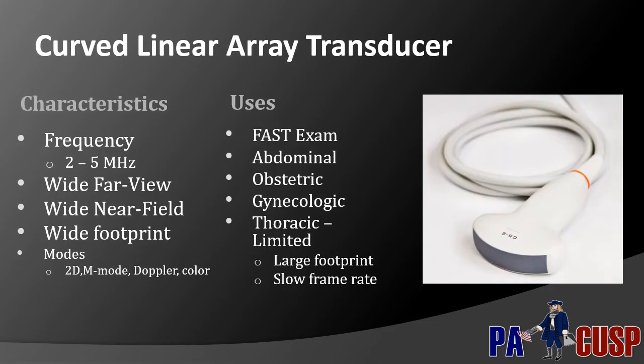The curvilinear array is somewhat similar to the cardiac probe. It's a relatively low frequency probe, somewhere in the realm of 2 to 5 megahertz. It has a very wide far field and a very wide near field. It also has a very large footprint, so it doesn't fit in between intercostal spaces nearly as well. This is the default probe for abdominal examination, a lot of obstetric examinations, and the FAST exam. There's limited thoracic application here because of its large footprint and slow frame rate.